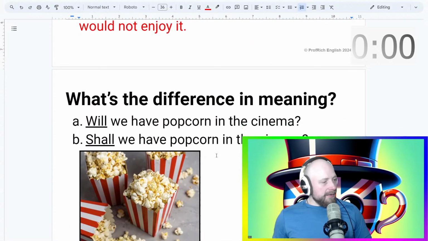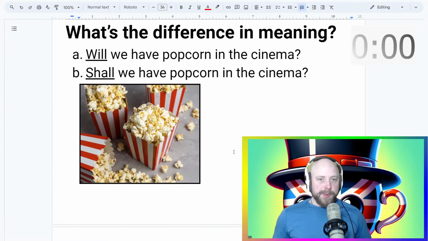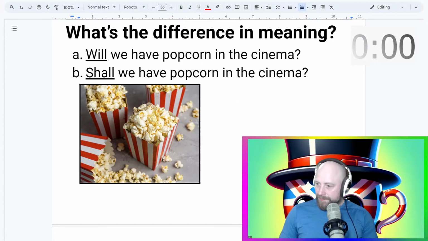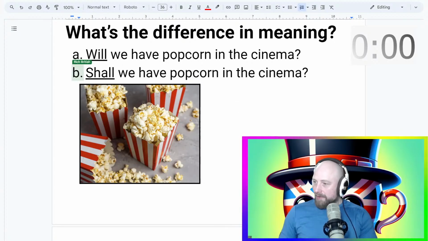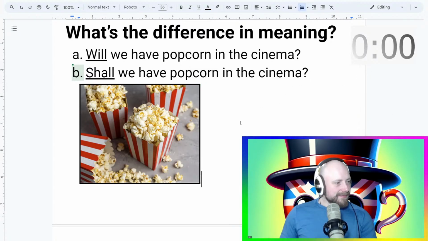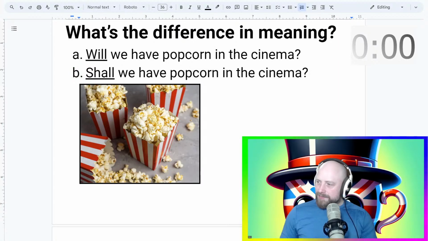Right, let's move on. What's the difference in meaning? We have popcorn in the cinema. Should we have popcorn in the cinema? Will we have popcorn in the cinema? Should we have popcorn in the cinema?